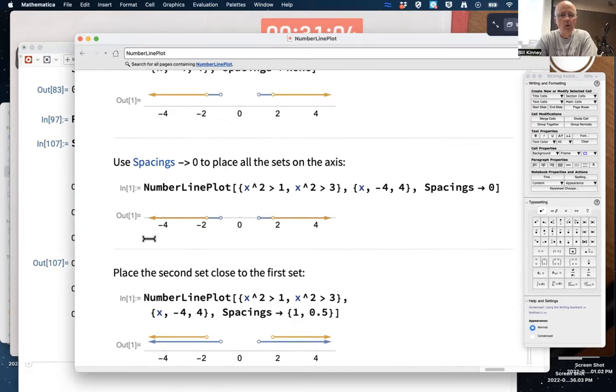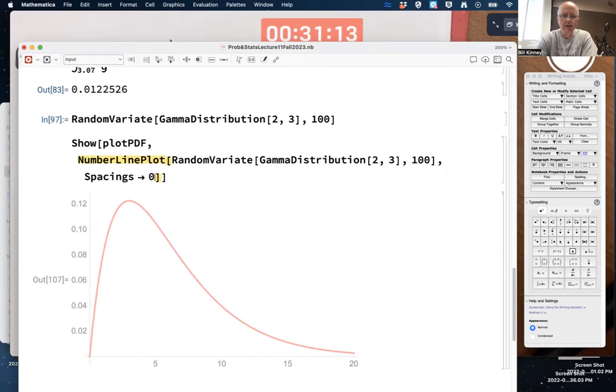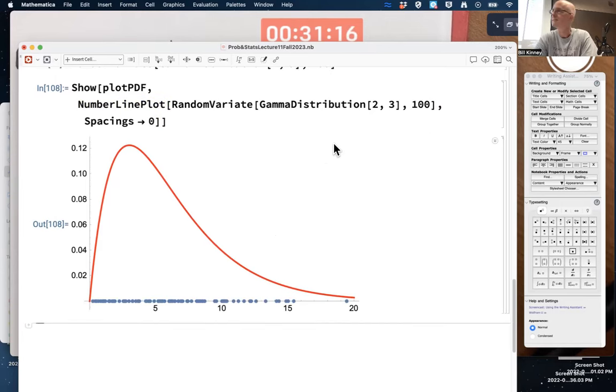Spacing 0. Let's try the spacing 0 thing inside the number line plot. Yeah, that worked.